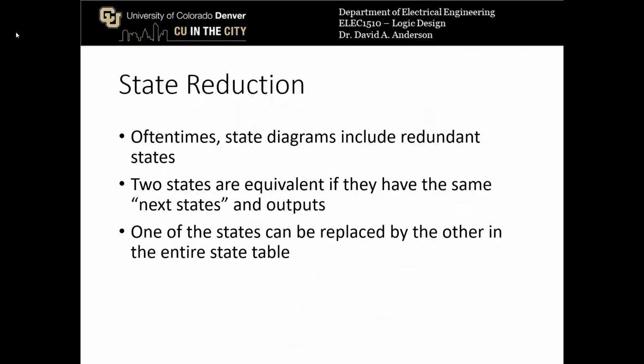We use state reduction to make the implementation of state machines as circuitry more efficient. Oftentimes, state diagrams can include redundant states that you don't even see in the state diagram. Two states are considered equivalent if they have the same next states and outputs. One of the redundant states can be replaced by the other in the entire state table. So we're going to see a few examples of doing this and making the implementation more efficient.